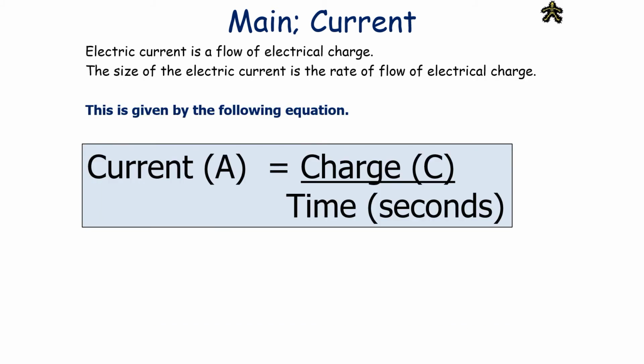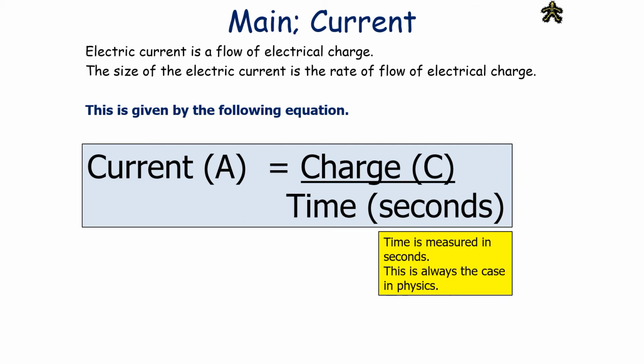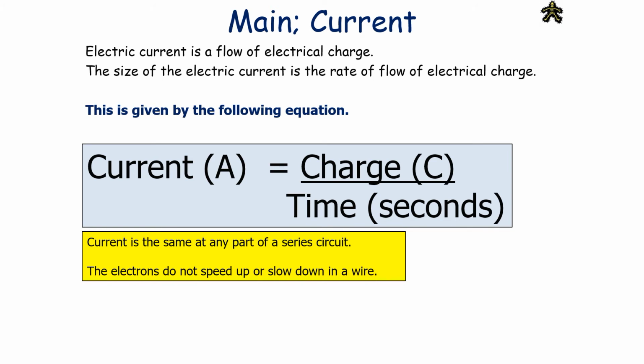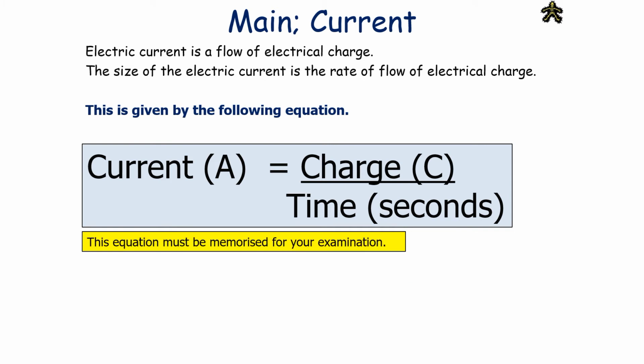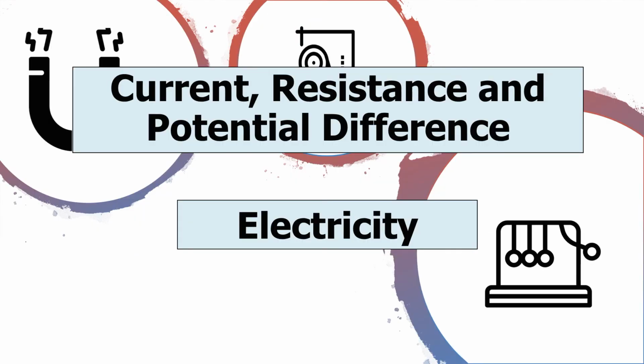Current can be worked out with the following equation. Current in amperes is equal to charge in coulombs over time in seconds. Current is the same in any part of a series circuit. The electrons do not speed up, they do not slow down, but current will split when it encounters a junction. Now the electrons will split equally about which path to take. This equation should be memorized for your examination. So let's now look at current, resistance and potential difference.